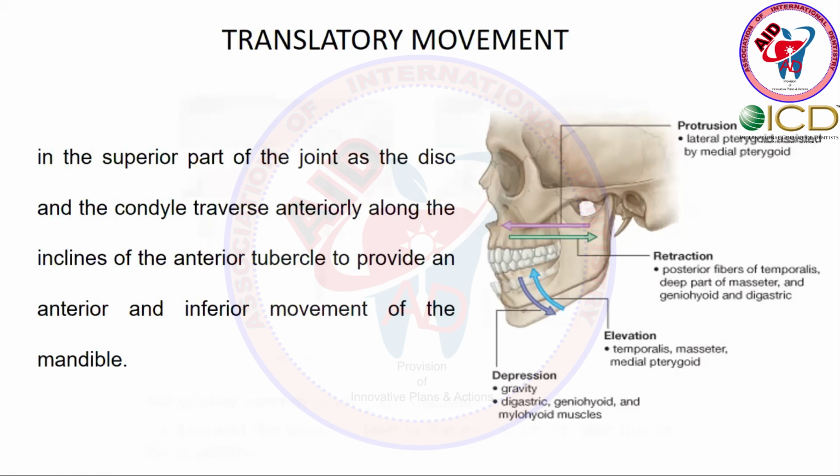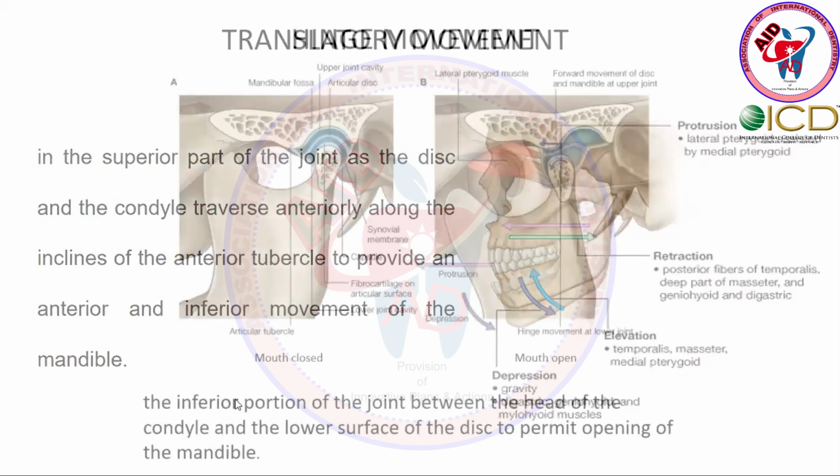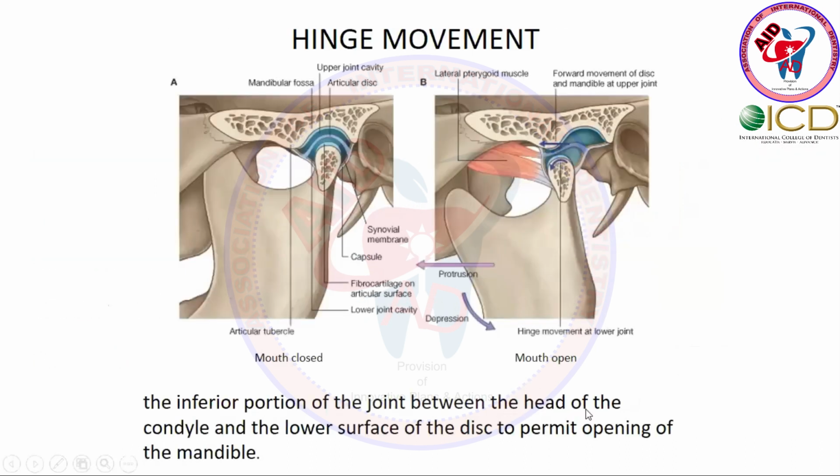Then there is the hinge movement or rotatory movement, in the inferior portion of the joint between the head of the condyle and the lower surface of the disc, to permit the opening of the joint right here. This is just the hinge movement which remains within. This is the protrusion and depression translocation, and that is the hinge movement only, which is limited to this area.